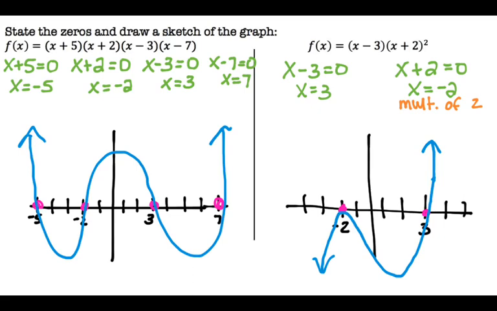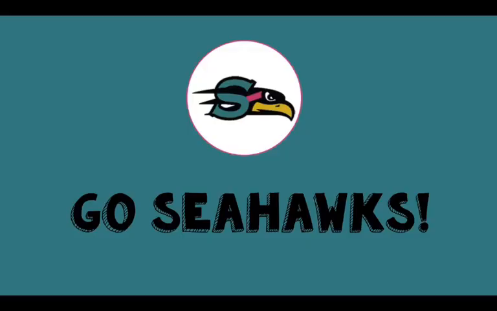Okay, and this was odd because I have 1 to the 1st degree and 1 to the 2nd degree, so that makes a total of 3rd degree. And it was positive, so it's going to start down and end up. All right, that's it.